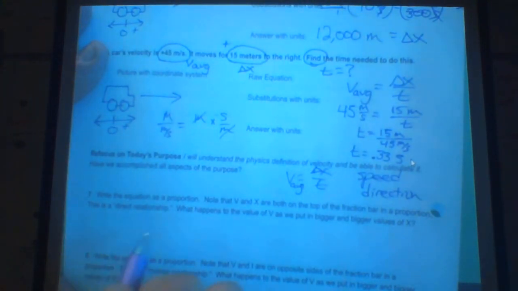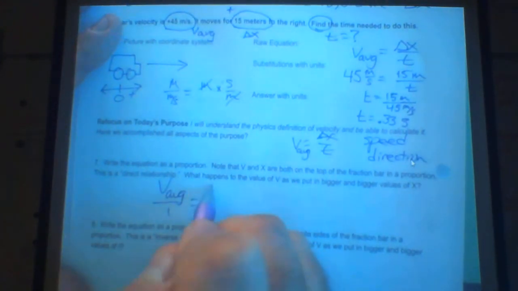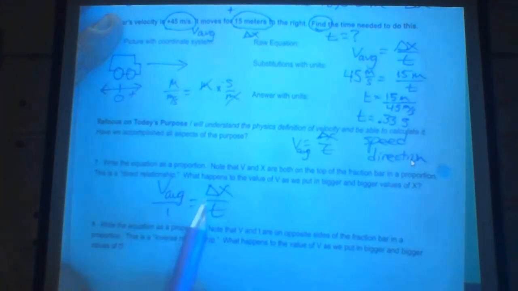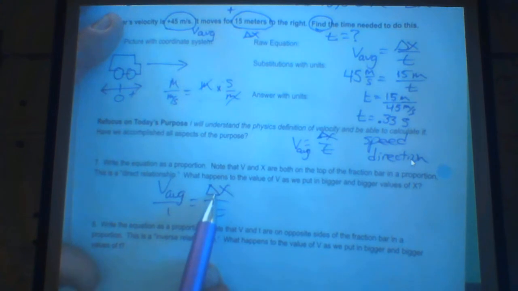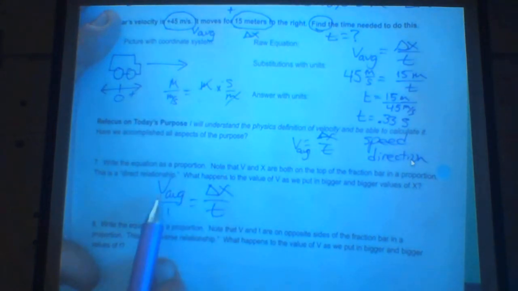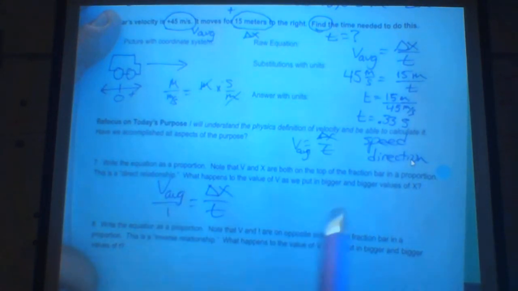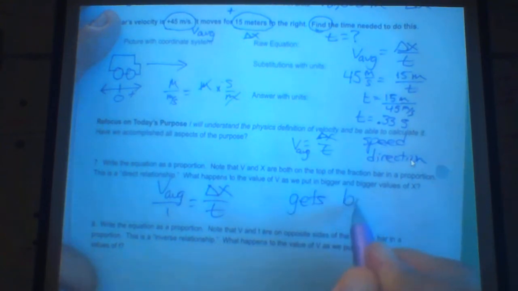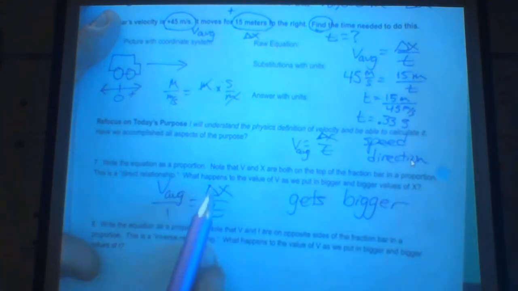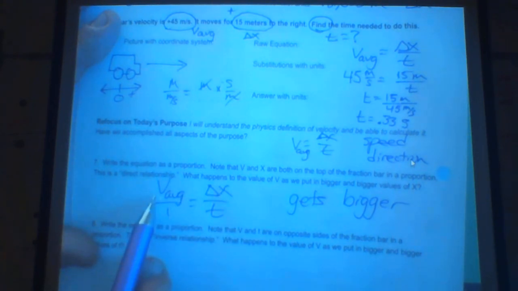Okay, number 7, write the equation as a proportion. V average over 1 is equal to the displacement divided by time. Note that the V and the X are both on top of the fraction. This is a direct relationship. What happens to the value of V as you put in bigger and bigger values for X? As the top of this fraction gets bigger and bigger, the value of V is going to also get bigger. Six over 1. And then I put in a bigger number, 8 over 1, 10 over 1. As the top gets bigger and bigger, the velocity is going to get bigger and bigger.